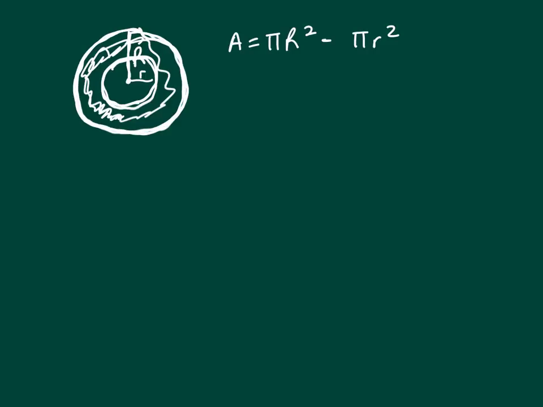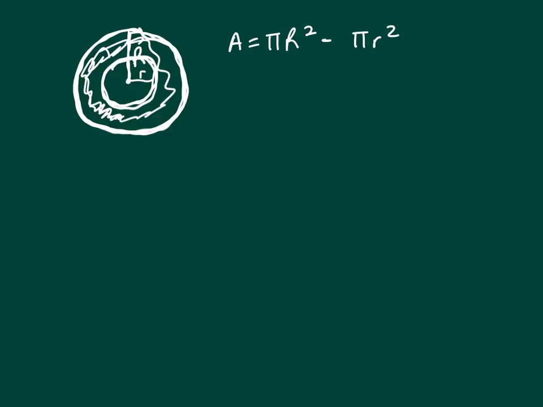First, let's find the area of the shaded region. The way you find it, you take the area of the big circle, which is area equals pi capital R squared, minus the inside area, which is pi little r squared. So take the area of the whole thing and then remove the hole, and you're left with the donut.